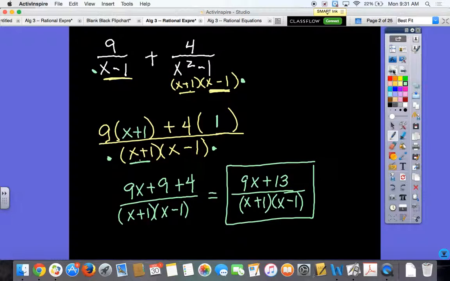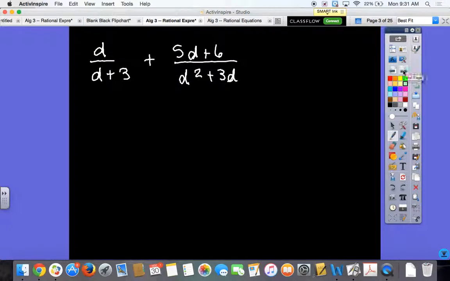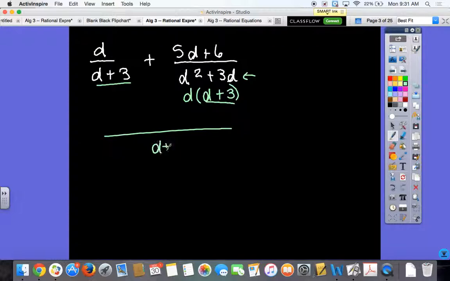I mean, the point is, if you can factor something out of 9x plus 13, you are supposed to factor it and reduce. And sometimes that does happen. I do believe this one is going to do that for us. Check out this denominator. You can pull a d out. That leaves us d plus 3. All right? So when you start looking, we have a repeated d plus 3, but this denominator also has a d, so he has to be included.